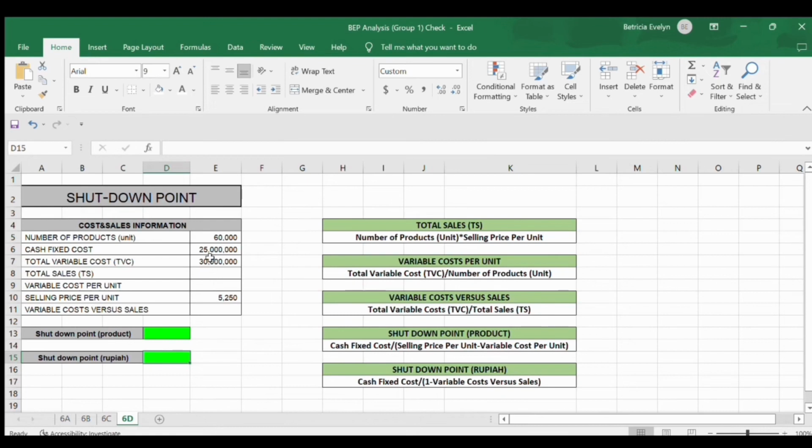We are going to the shutdown. The first one, we are going to find total sales. The formula is equals number of product times selling price per unit. And next, the variable cost per unit. The formula is equals total variable cost divided by the number of product. And next, the variable cost versus sales. The formula is equals the total variable cost divided by the total sales.